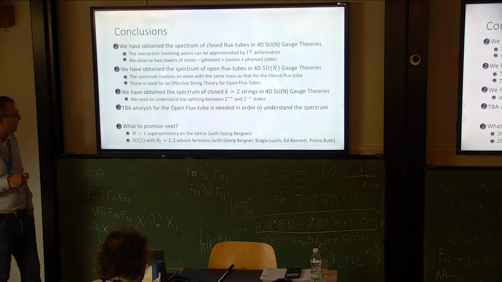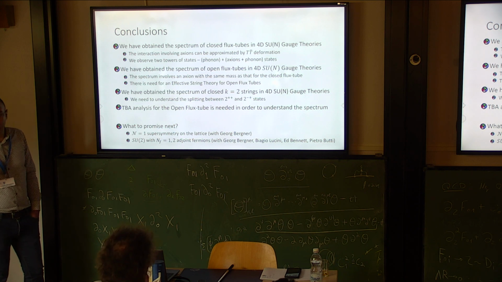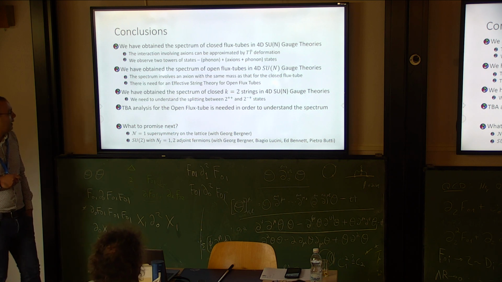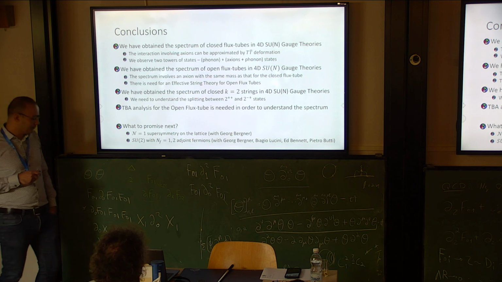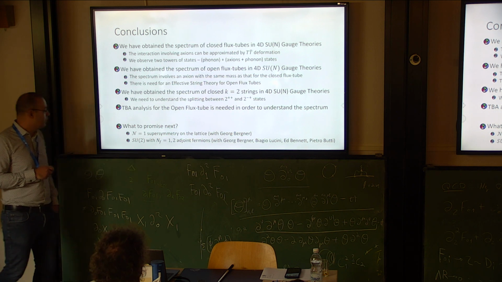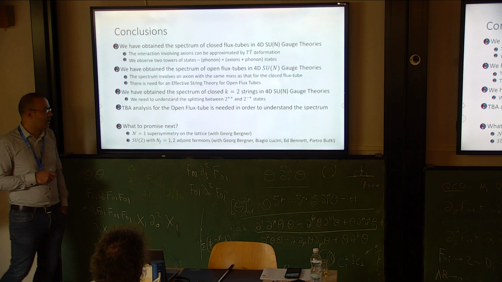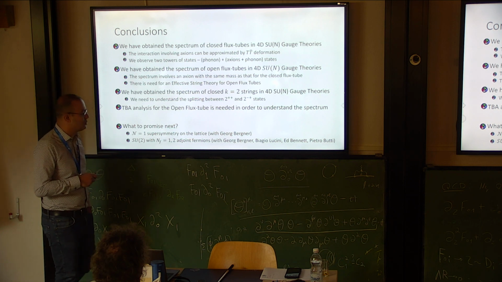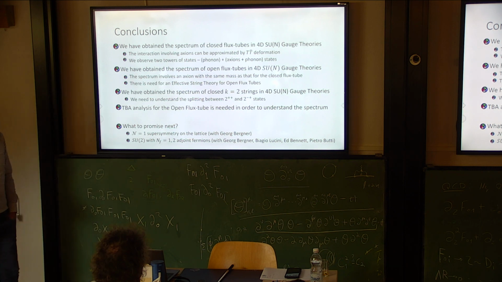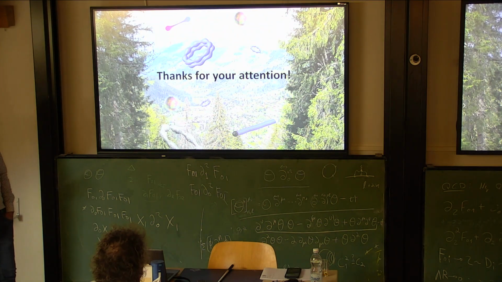So what I promise next is the spectrum of the flux tubes in the N=1 supersymmetric theory on the lattice with my colleague Georg, and also the spectrum of the flux tube when we add adjoint fermions in SU(2). Again, this is a project I do in collaboration with Georg Bergner, Biagio Lucchini, Ed Bennett, and Pietro Butti. So, thanks a lot for your attention.